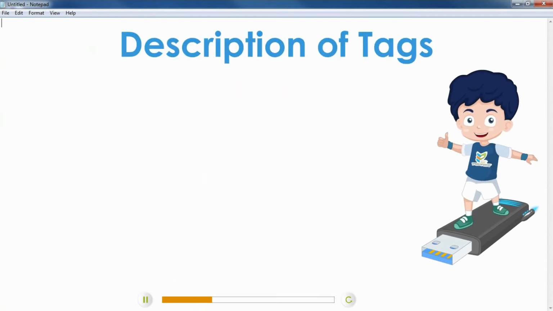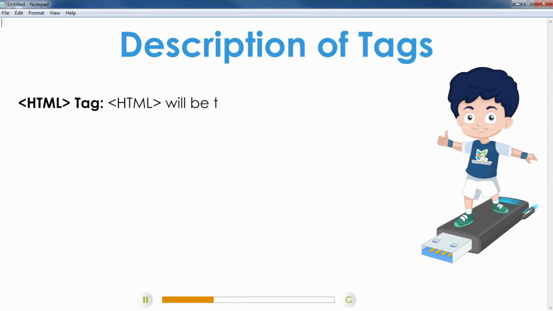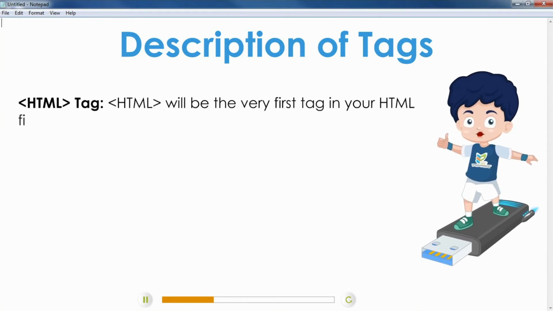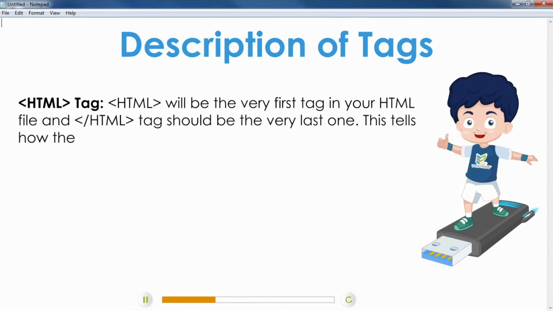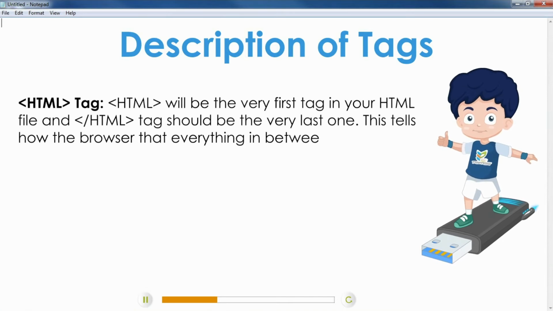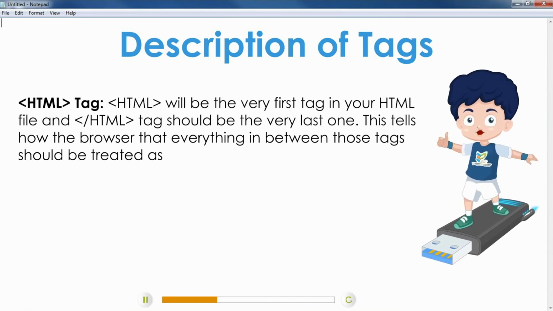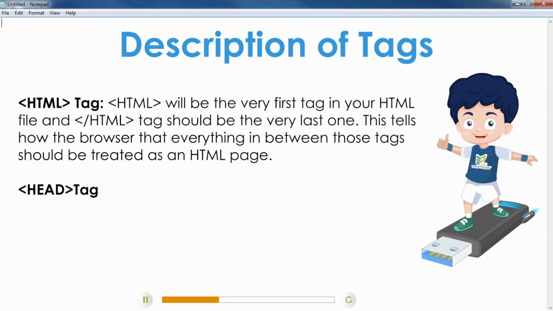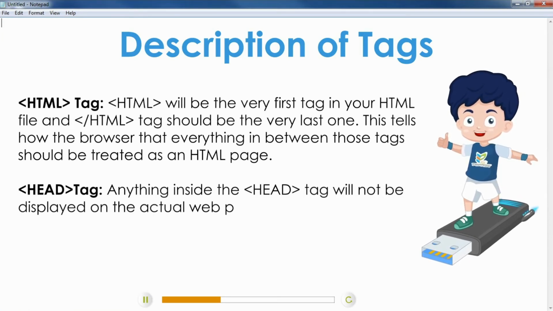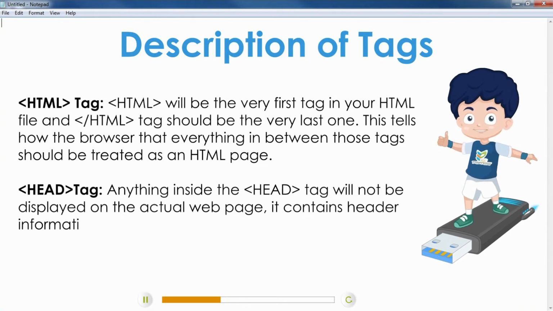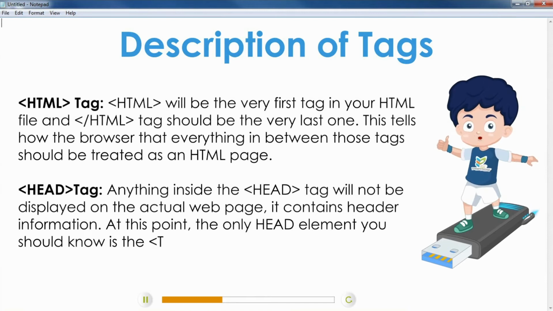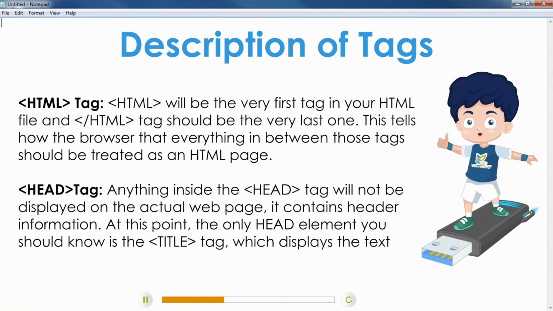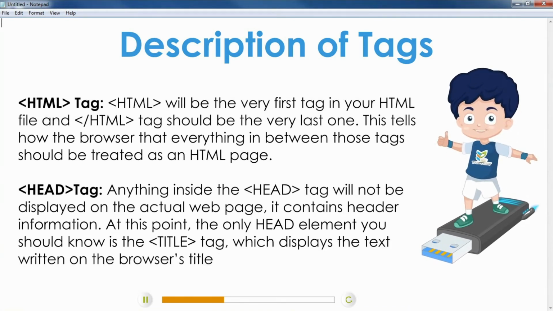Description of tags. The html tag will be the very first tag in your HTML file, and the /html tag should be the very last one. This tells the browser that everything in between those tags should be treated as an HTML page. Head tag. Anything inside the head will not be displayed on the actual web page; it contains header information. At this point, the only head element you should know is the title tag, which displays the text written on the browser's title bar.